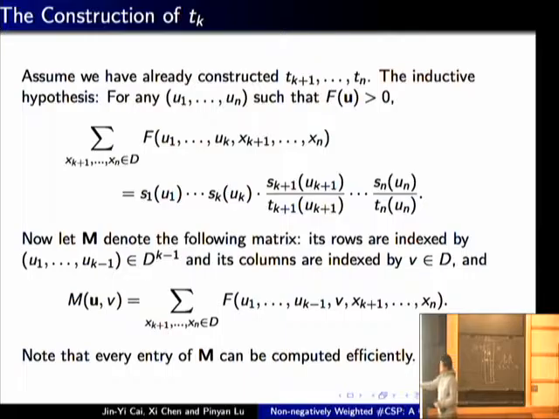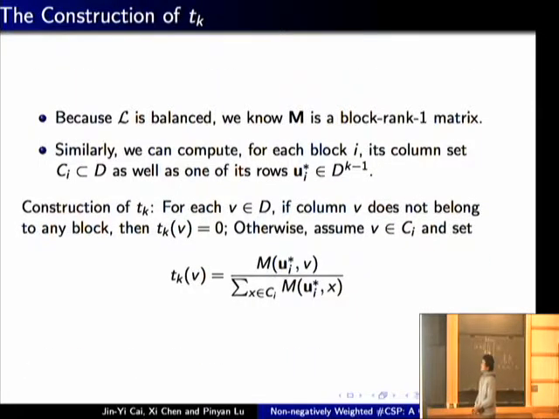Before we move to the next slide, the first thing to notice here is that this is exactly the same as what we have here. So although this is a huge matrix with exponentially many rows, I can evaluate every entry very efficiently using this very explicit form. And also because the language is balanced, the matrix is block rank 1, which looks like this. Again, by using the witness algorithm in a very similar way, we can compute the block sets, the column sets of each block. And here we need one more thing.